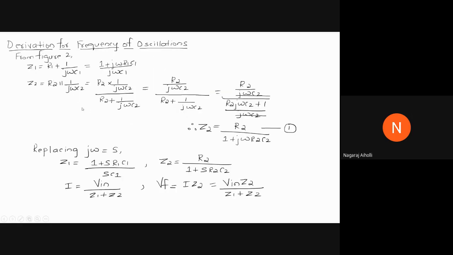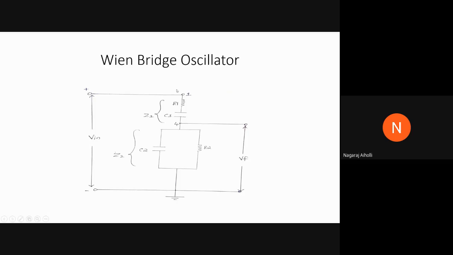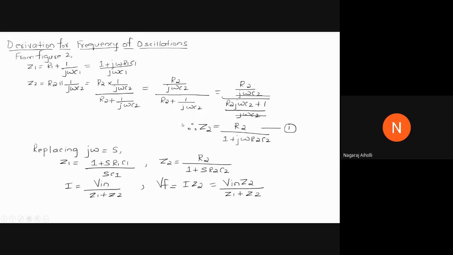So let us derive the frequency of oscillation equation for the Wien bridge oscillator. In the last class we derived the frequency of oscillation equation for the RC phase shift oscillator. Now we will derive it for the Wien bridge oscillator. Here Z1 is given by R1 plus 1 upon j omega C1, since it is a series combination of R1 and C1.